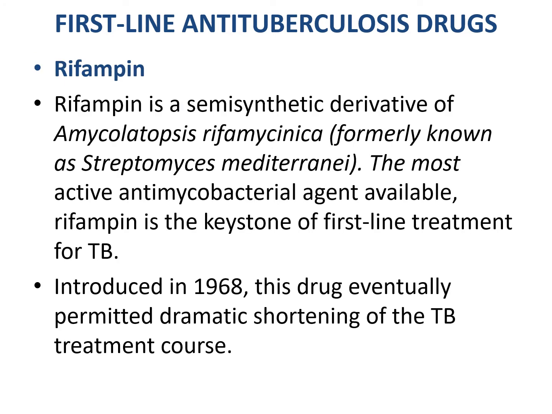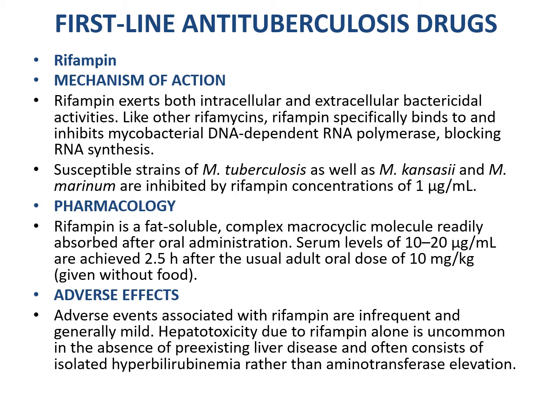Rifampin is a semi-synthetic derivative of Amycolatopsis rifamycinica, formerly known as Streptomyces mediterranei. The most active antimicrobial agent available, rifampin is the keystone of first-line treatment for TB. Introduced in 1968, this drug eventually permitted dramatic shortening of the TB treatment course. Rifampin exerts both intracellular and extracellular bactericidal activities. Like other rifamycins, rifampin specifically binds to and inhibits mycobacterial DNA-dependent RNA polymerase, blocking RNA synthesis.